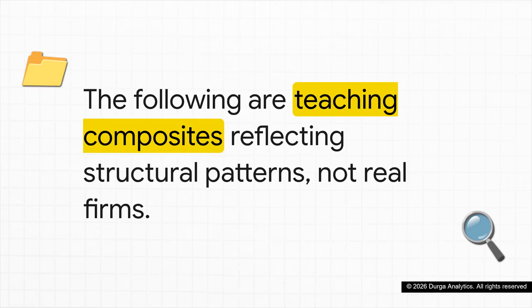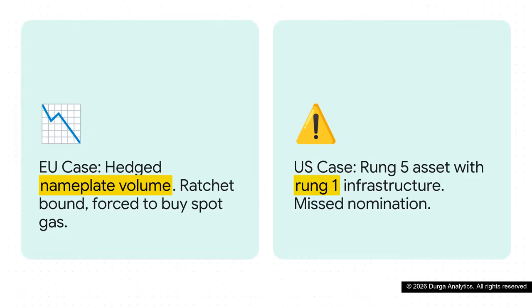They reflect real structural patterns documented in public records by ACR in Europe and FERC and NERC in the US. They don't represent any single identifiable firm. Now, what's really interesting here is how the failures perfectly mirror the market structures.